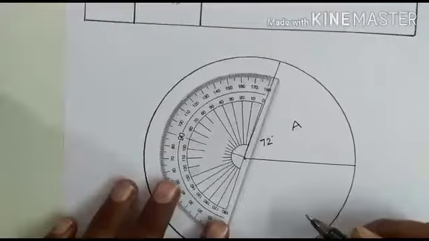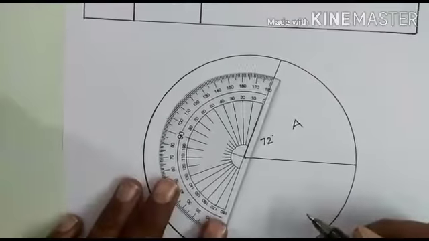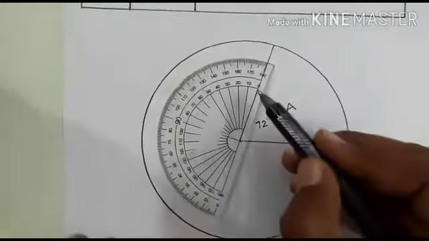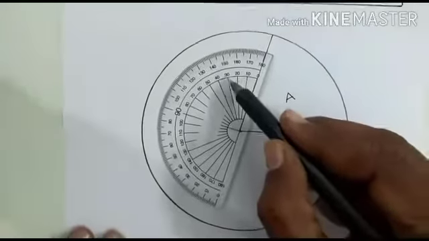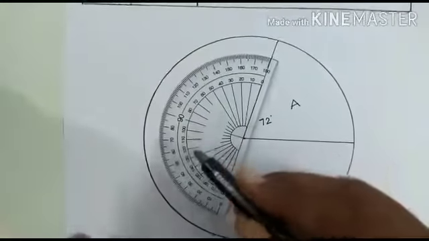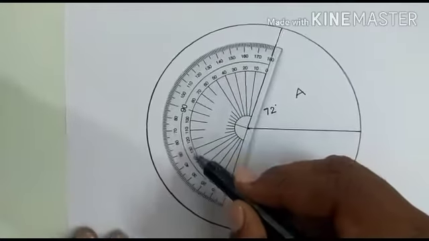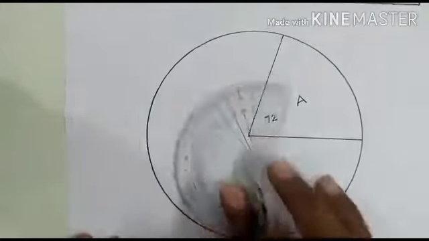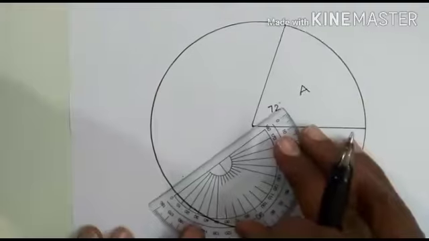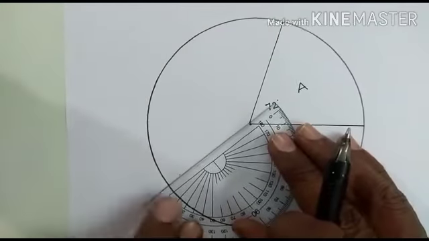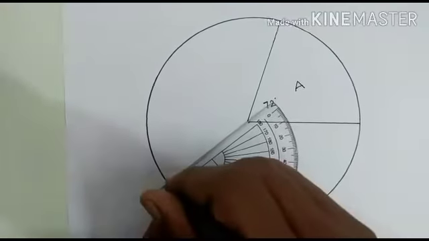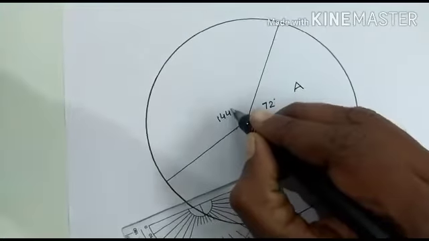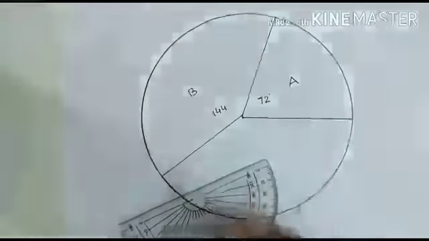On this next radius, we put the protractor here and make the next angle, 144. Count here from 0, 10, 20, 30, 40, 50, 60, 70, 80, 90, 100, 110, 120, 130, 140, and 144 is here. So I am making an angle of 144 with the help of the protractor. This is the 144 degree. This is for brand B.